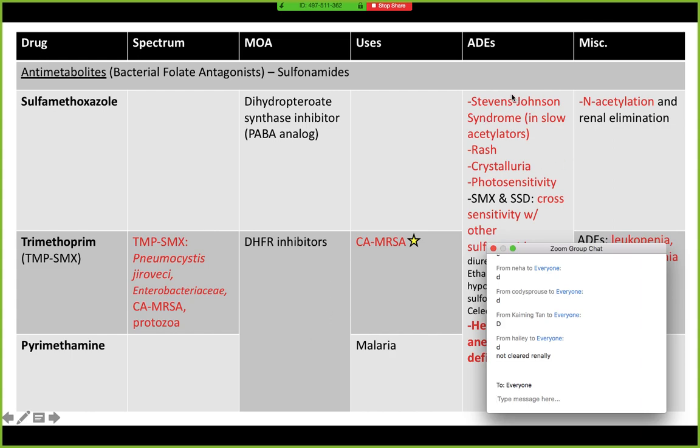Oh yeah, and then also Stevens-Johnson syndrome is associated with sulfonamides, especially in slow acetylators. And then one of your adverse effects of sulfonamides is photosensitivity. So, make sure you remember the sun fries.